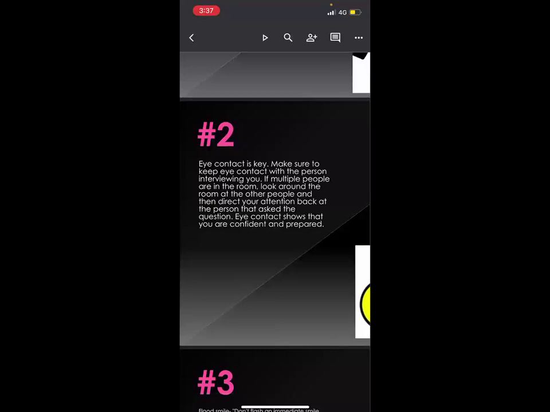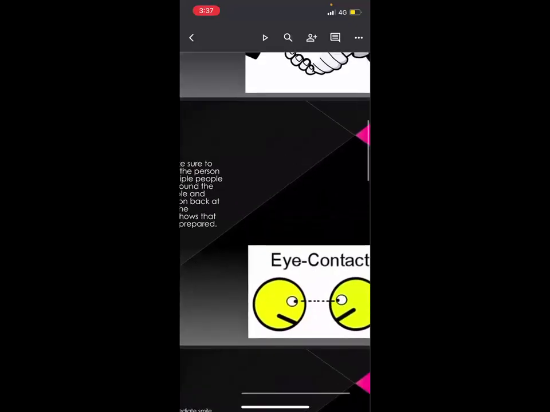If multiple people are in the room, look around the room at the other people and then direct your attention back at the person that asked the question. Eye contact shows that you are confident and prepared. Eye contact is really important for every person as a part of communication skill, because only when you put your eyes to the eye contact is when your soft skill, or your communication skill, is going to be presented as the best skill ever.